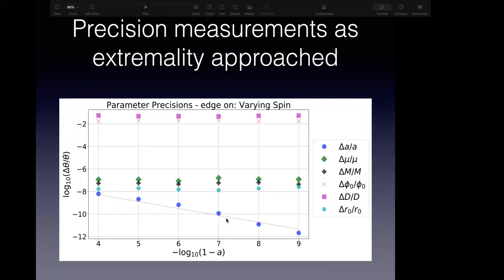Yeah, of course you can. Go for it. Yes. So delta A divided by A is very small, but it's a relative precision. What would it look like for delta A over 1 minus A?